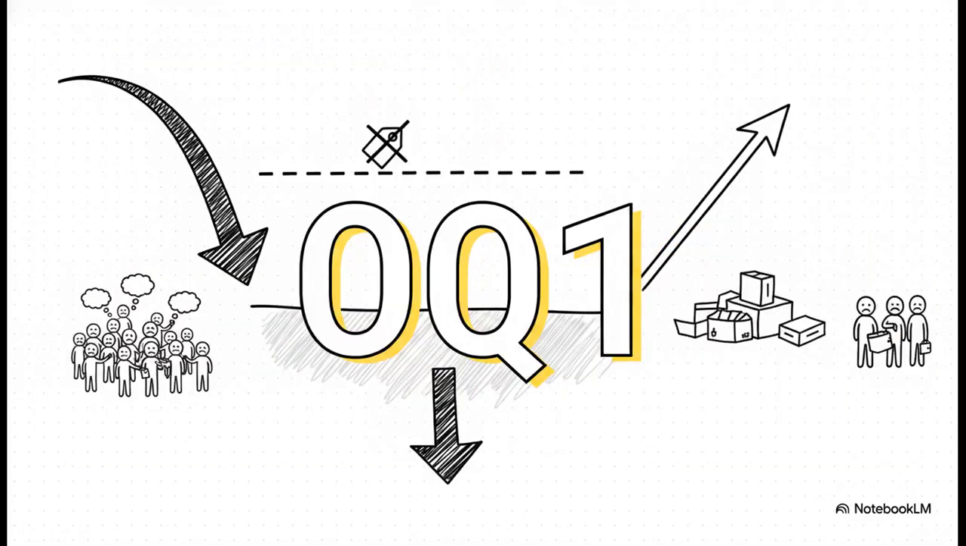Because of this, the absolute most critical data point here is OQ1. Despite this huge wave of consumer demand reaching all the way to OQ2, the actual amount of goods that gets bought and sold drops dramatically to OQ1.